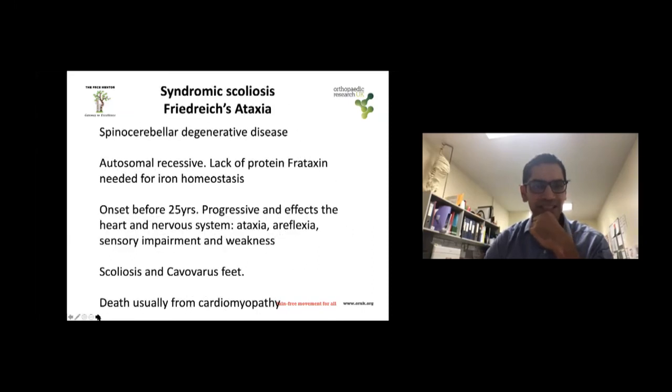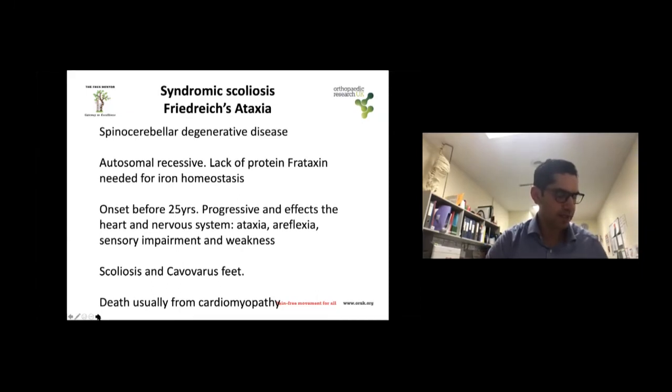Friedreich's ataxia, it's a spinocerebellar degenerative disease, autosomal recessive. And this onset usually occurs a bit later on, usually in the 20s, as opposed to the other forms of scoliosis. And these patients can present with ataxia, areflexia, and also other associated anomalies such as cavovarus feet. And death is usually from cardiomyopathy in these patients.